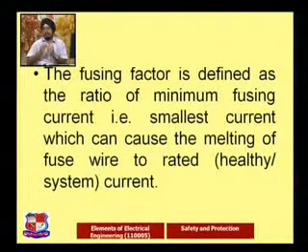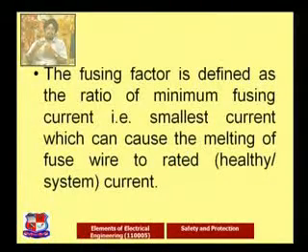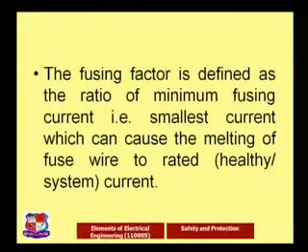That is known as the fusing factor. Now fusing factor is defined as the ratio of the minimum fusing current to the rated current. Now the minimum fusing current means the smallest current which can cause the melting of the fuse wire. Rated means the healthy current, what we have calculated or intended that our system is going to carry in the healthy condition. So that current is known as the rated current or the healthy current.